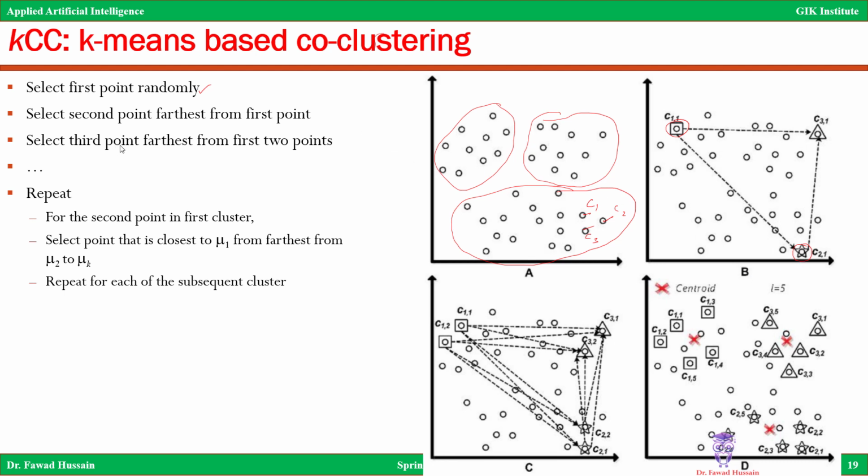And then select the third point which is farthest from the first 2 points. So the third point is this one, which is collectively farthest from C1 and C2. So that was the first difference. You're not choosing randomly, but we are using some heuristic to choose this.